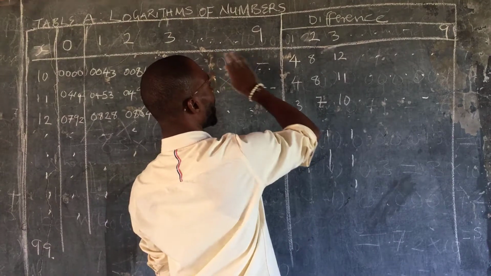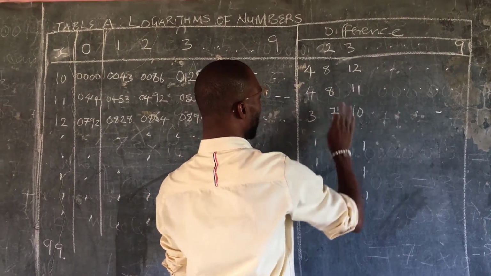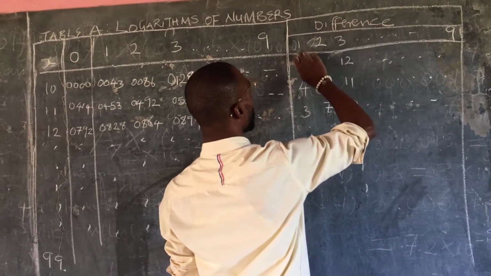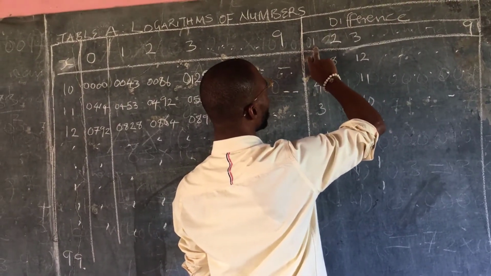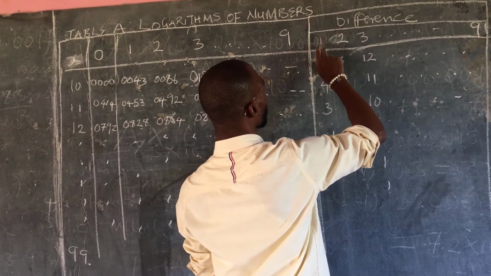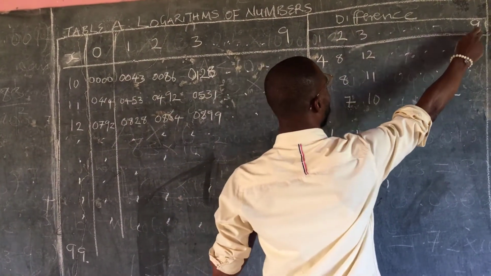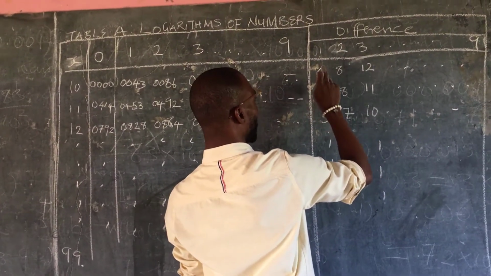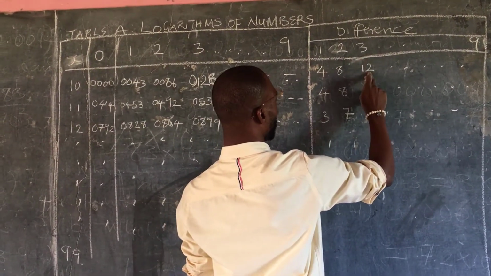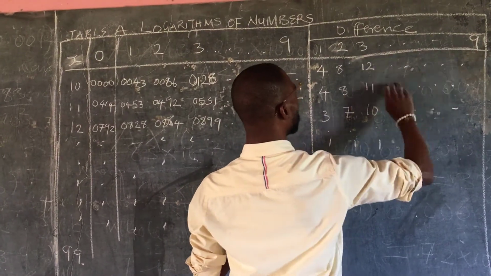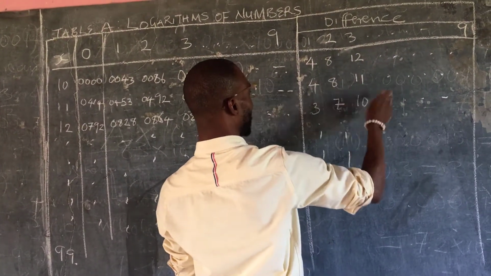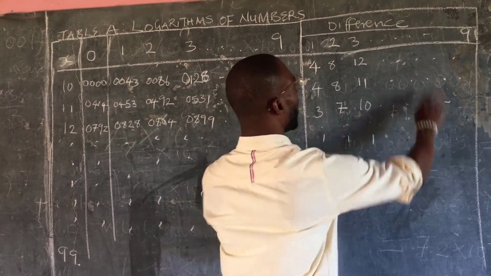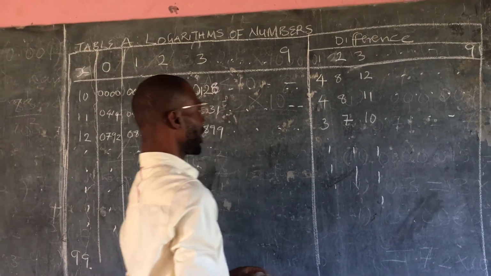also looks like this, but the differences are integers in the table. First, we have the first row of the difference section: 1, 2, 3, up to 9. And then under these numbers, we have integers. This one is 4, this one is 8, this one is 12. And then you continue like that. You will just see different integers. This one is 10, this one is 7, this one is 3.